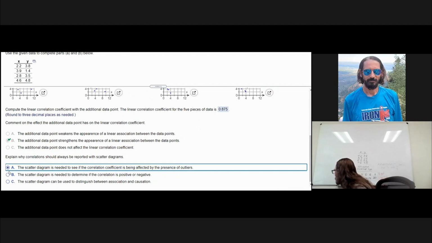We don't need it for B because R would be positive or negative to tell us the direction of our association. And also, that last option, association, correlation, does not imply causation. We may get some strong indications about whether the explanatory variable is a cause or part of a cause for the response variable, but it's never a 100% certainty.